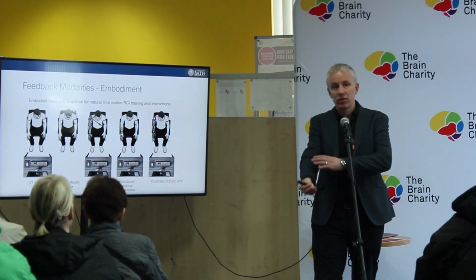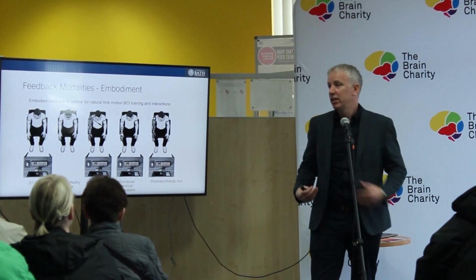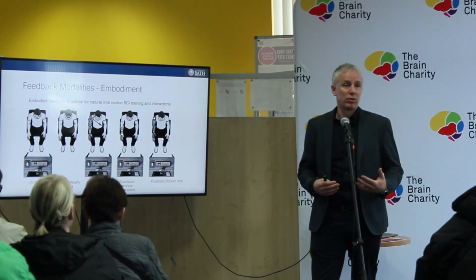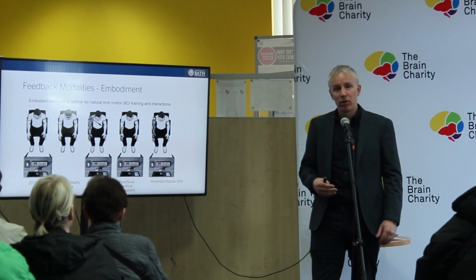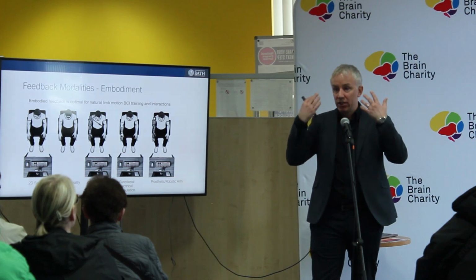You could have functional electrical stimulation, where you've got electrical stimulation on the arm, or you could have a prosthetic. And all these things can give you feedback. All these things are being used for people with amputees, but also for people who've had a stroke, where you can ask the person to engage the brain.